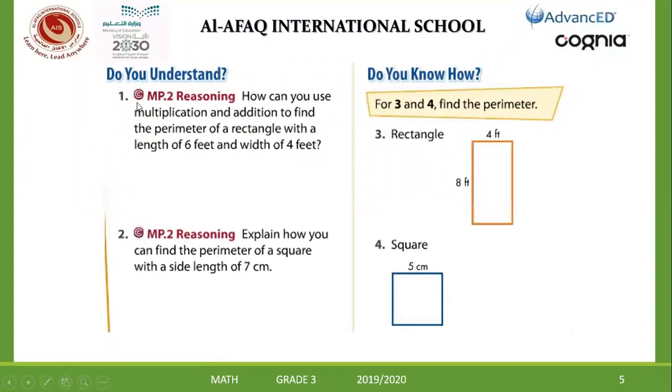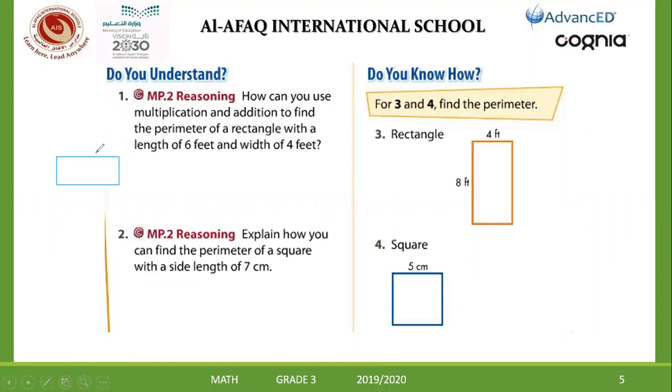In the first question, how can you use multiplication and addition to find the perimeter of the rectangle with a length of 6 feet and a width of 4 feet? First, with me, draw a rectangle that has 6 feet as a length and 4 feet as a width. In this rectangle, with me determine its length and its width.